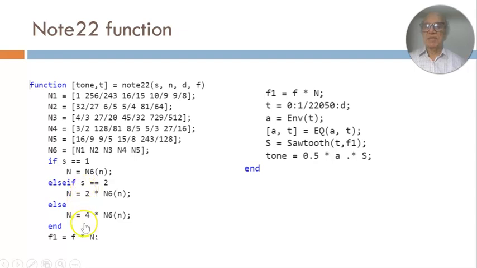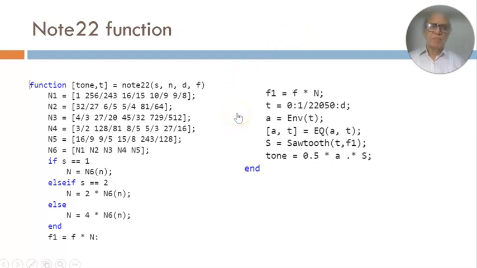this is the Madhya Saptak and this is the Tar Saptak. This we have already explained. It was the calculation of capital N that is different in this case. The rest is similar. So you calculate your F1, then you define your T vector. Then for reasons we have discussed earlier, we require equal function. Then we generate the note, okay, and that is returned by using the variable tone here. So that is your note 22 function.